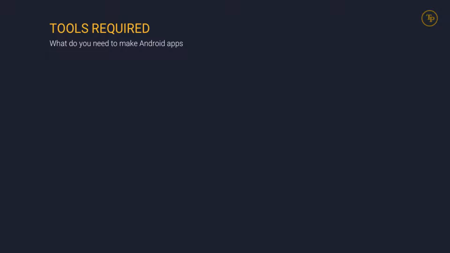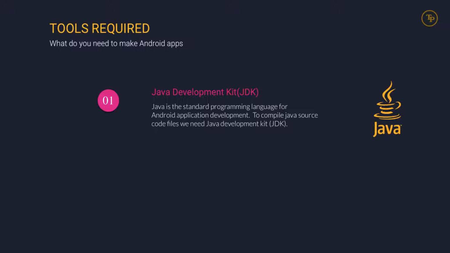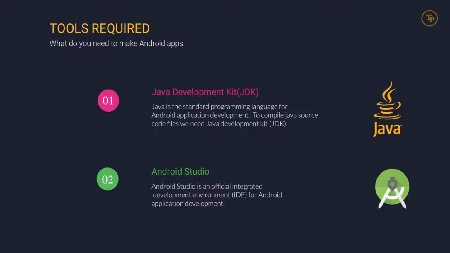Now let's talk about the tools required for Android application development. The very first tool we need to download is Java Development Kit, or JDK in short. To compile application source code files written in Java, we need JDK. Another tool we need to download is Android Studio. It's the official integrated development environment, or in short IDE, for Android application development.